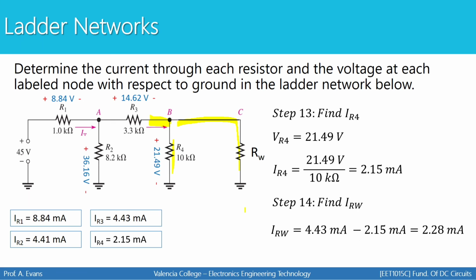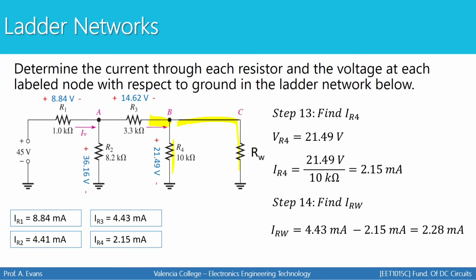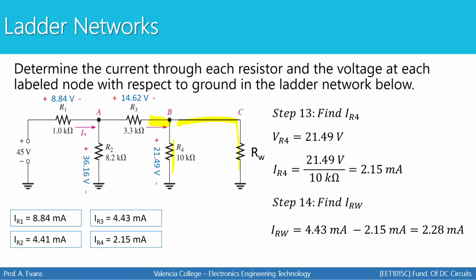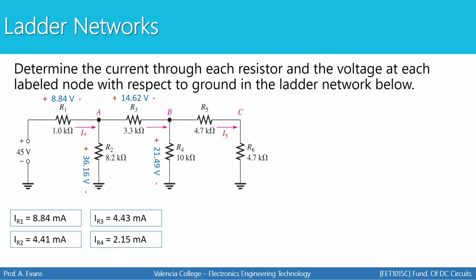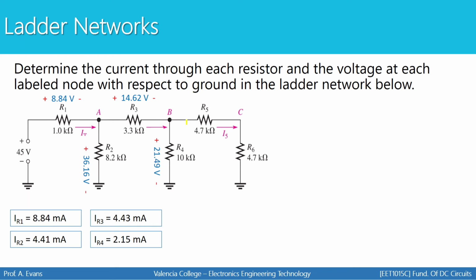So now that I know the current through Rw, let's remove Rw. What did Rw replace? Rw replaced R5 and R6. So I'm going to remove Rw and put R5 and R6 back. The current through Rw has to be the current through what it replaced. So the current through Rw is automatically the current for R5 and R6.